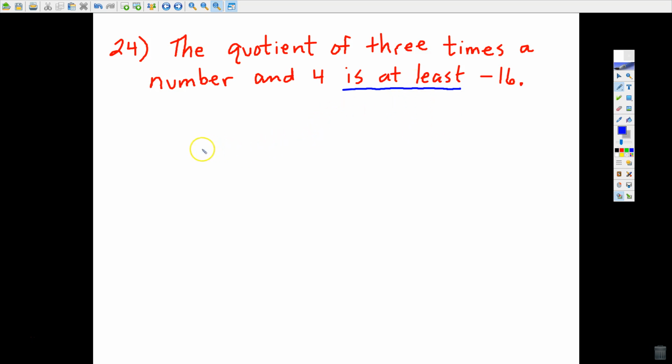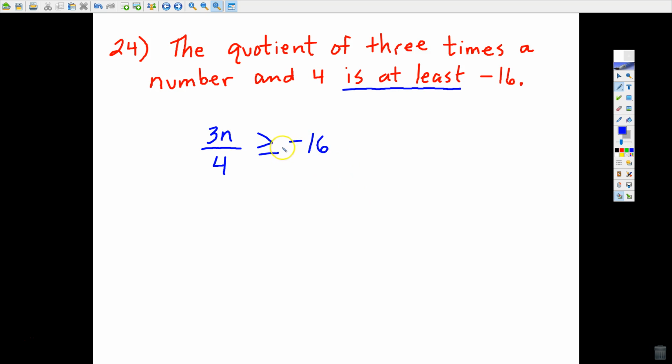Okay, so the quotient of, there's my dividing line, 3 times a number, we'll just let our number be n, 3 times a number and 4, probably made too long of a dividing line, is at least greater than or equal to negative 16.